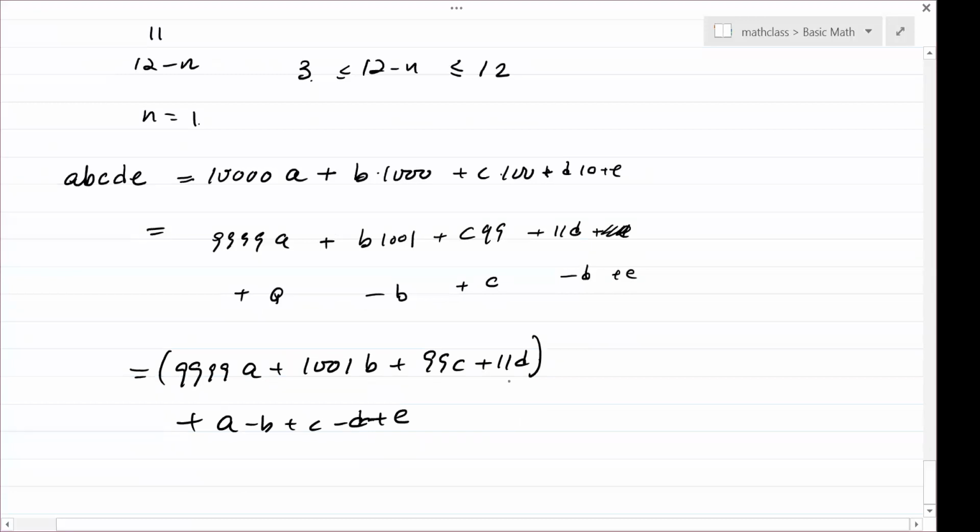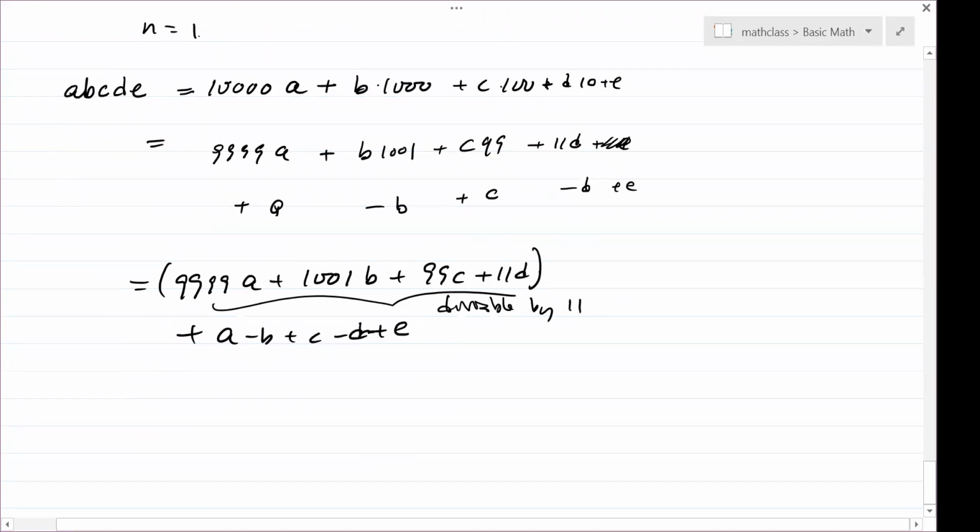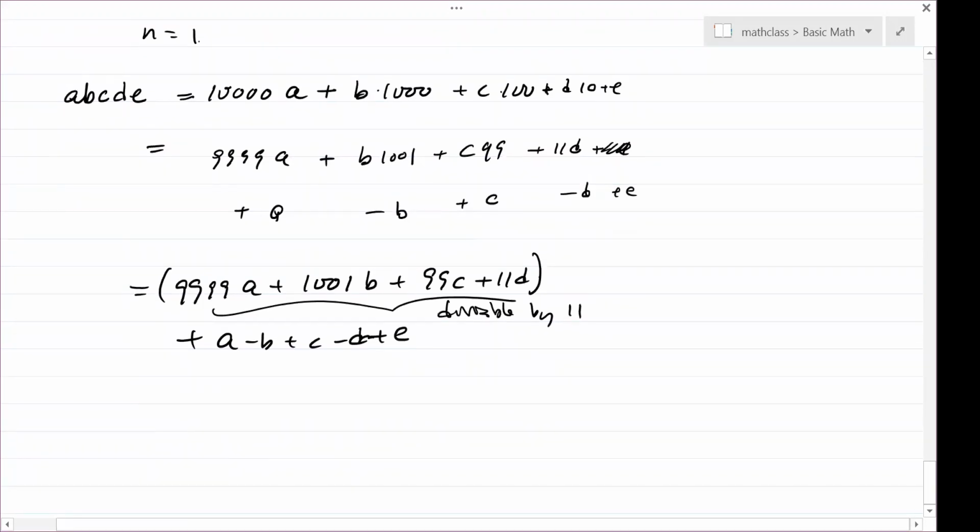The first part is always divisible by 11, and it's easy to check. That is the reason. So a 5-digit number is divisible by 11 if and only if the alternating sum of the digits is divisible by 11. That is the reason.